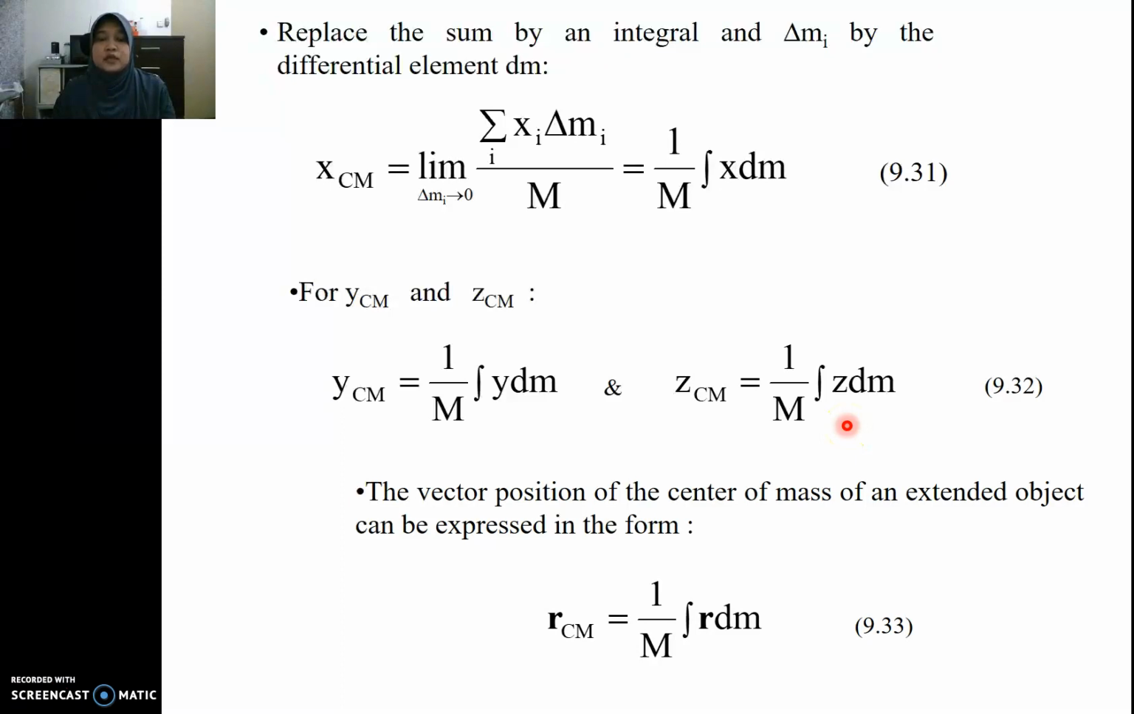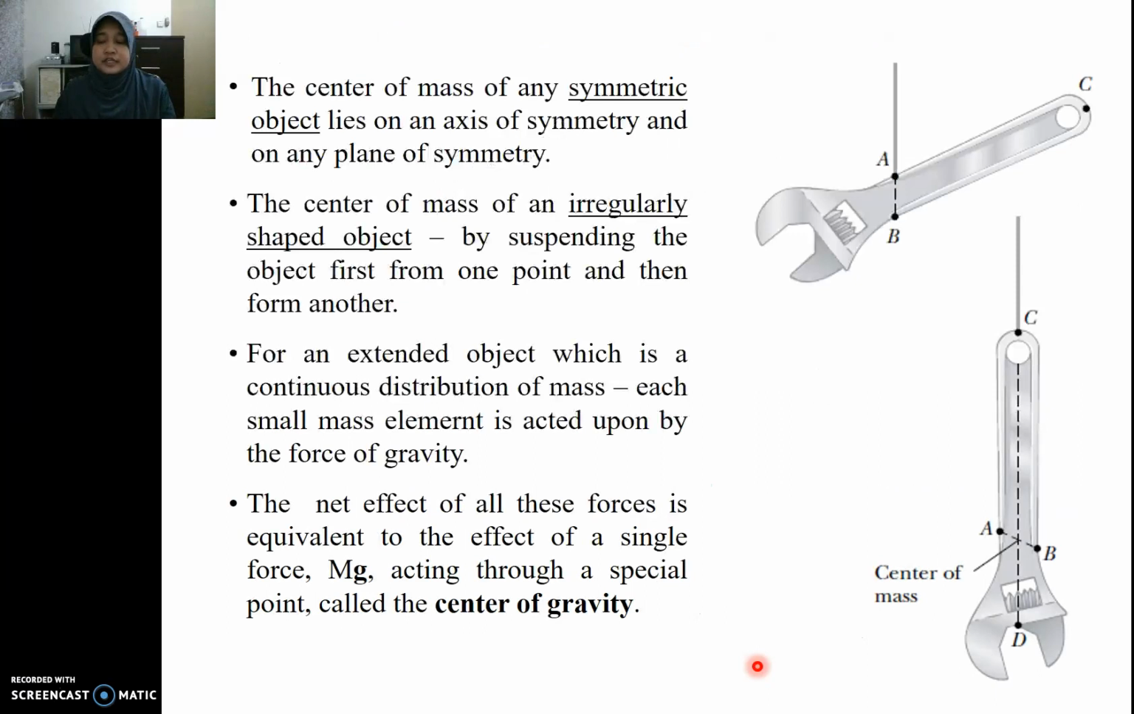If we want to write it in vector position, we can write rcm equals 1 over M, the integral of r dm.